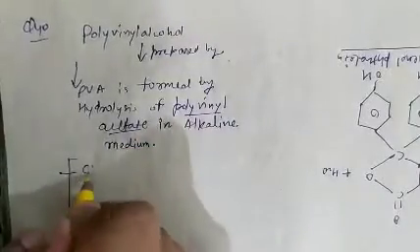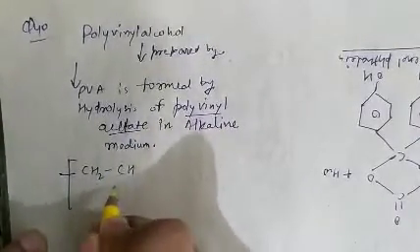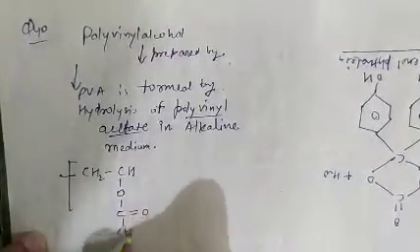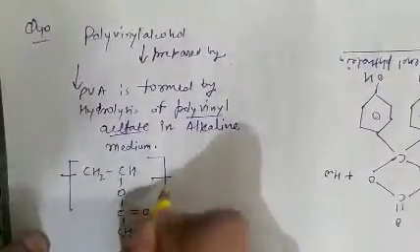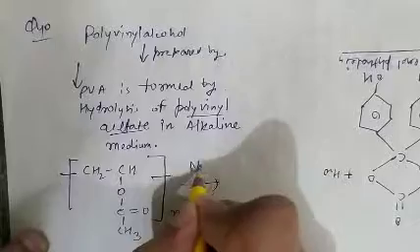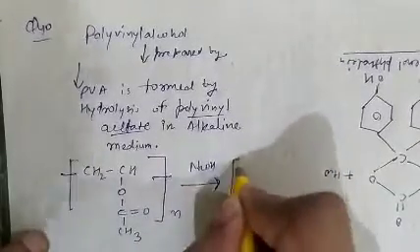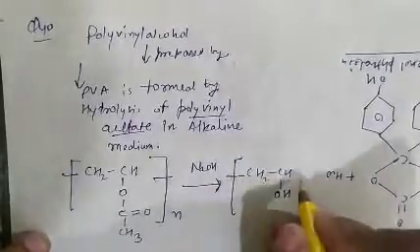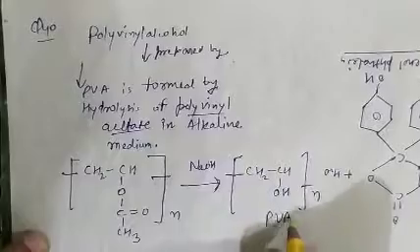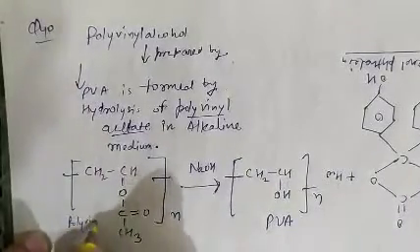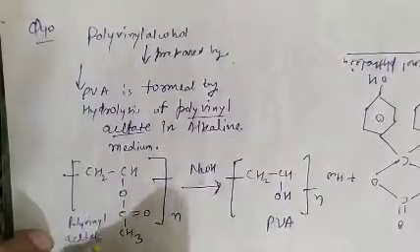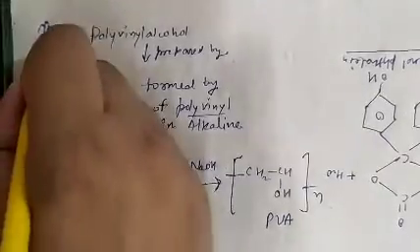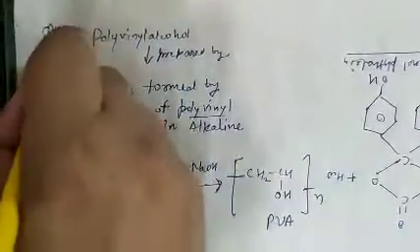So polyvinyl acetate will be CH2, CHO, C double bond O and CH3. Now the reaction of this group in alkaline medium, hydrolysis in alkaline medium, will form polyvinyl alcohol, that is CH2, CH, OH and n. This is called polyvinyl alcohol. This is called polyvinyl acetate, and hydrolysis in basic medium. So question number 49, option B is correct.